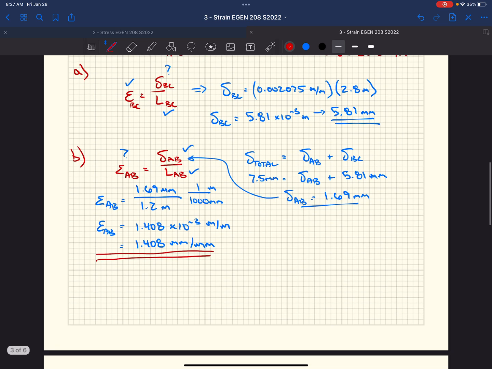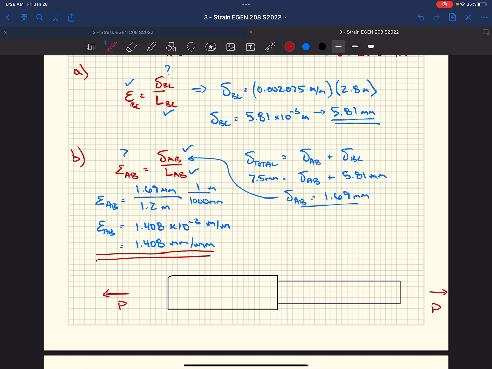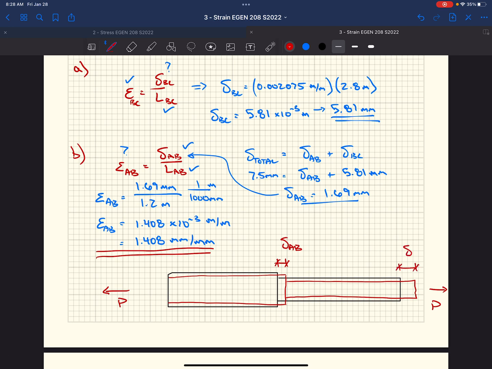So what does this look like? Well, if we looked at our bar after the fact, here's bar 1, we have bar 2. We had some force P on the ends. What does that mean? Well, we had some elongation here and some elongation here, right? This being our delta A to B, this being our delta B to C.